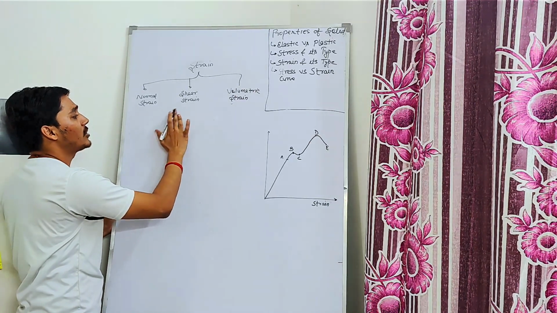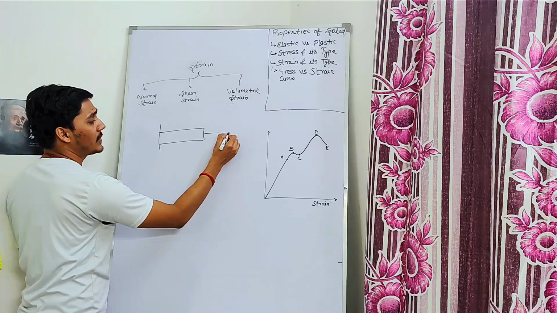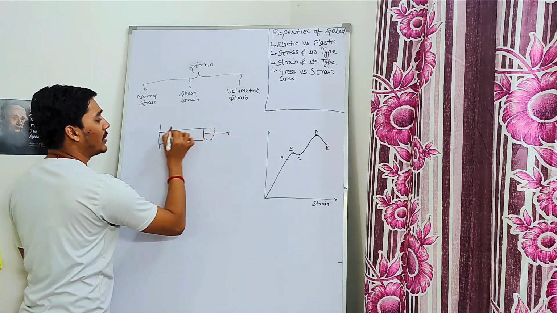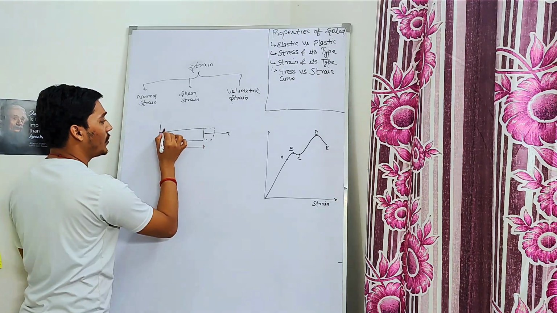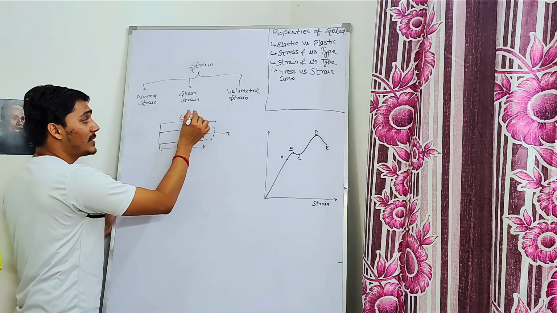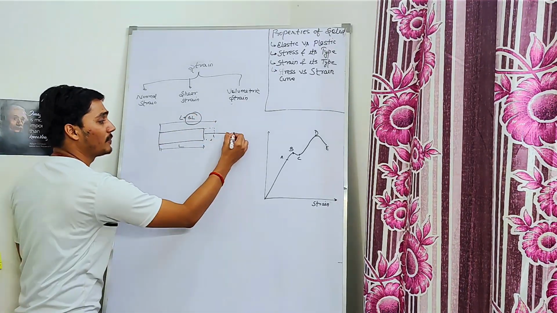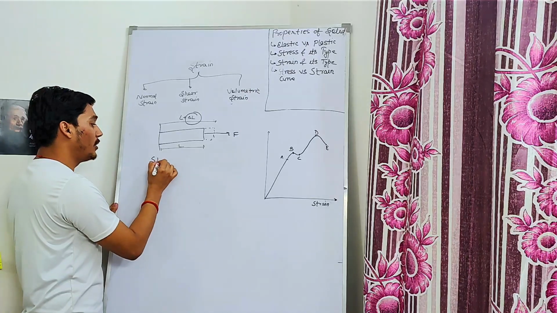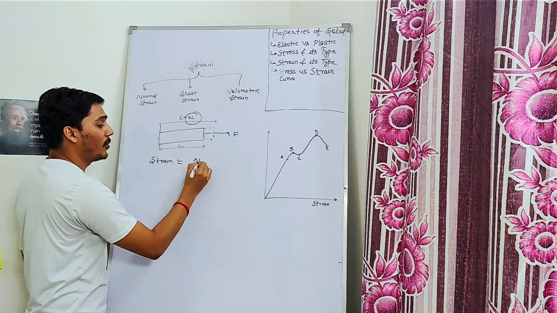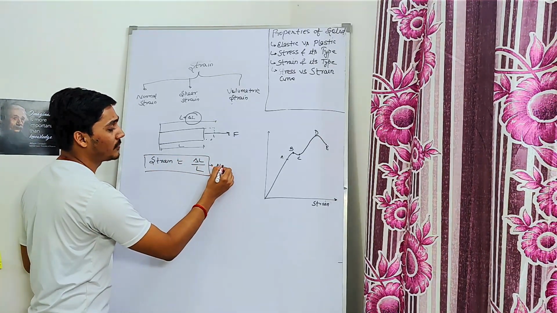Let us suppose we have this object. We have applied forces over it, and the body gets deformed by this length. The initial length was like this, and we have a new length, which will be L plus delta L. This delta L is the increment in length because of the applied force F. So strain will be equal to delta L upon L, and this strain is known as normal strain.